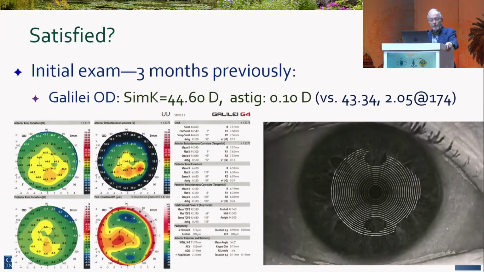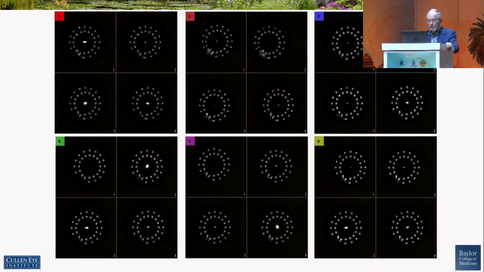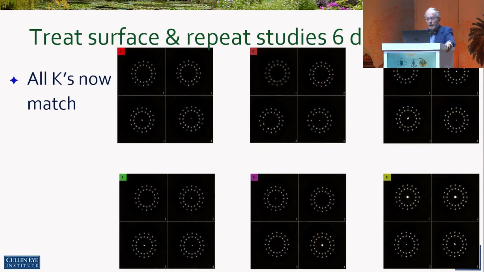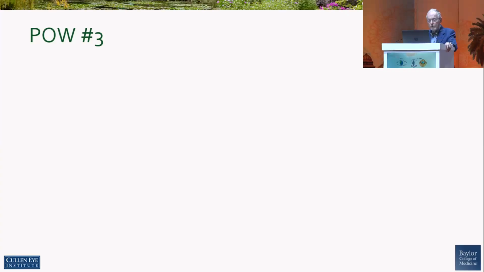So it turns out I had measured this patient 3 months previously with a Galilei, and the K readings were 44.6 compared to the 43.34 with a Lenstar, and the astigmatism was 1/10 of a diopter compared to 2 diopters with a Lenstar. And I looked at the Lenstar, and you can see there are distorted Myers in exactly the same area that I had with the IOL Master. Well, what I did, of course, is treated the dry eye, and actually within a week everything was uniform. And on post-op week 3, we had good readings, 20/20 J2 with an EDOF.